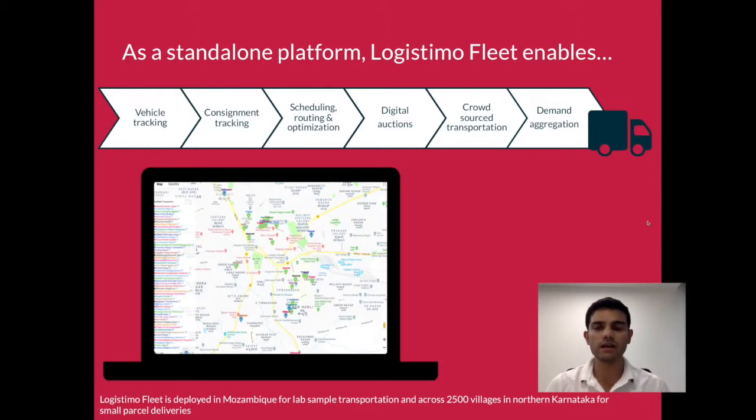We've also deployed it in northern Karnataka region in about 2,500 villages, where Logistimo Fleet is used for small parcel deliveries of items in rural areas. So the great part about Logistimo Fleet is it aggregates demand and it optimizes the route. In rural areas, what we see is people have to pay a bi-directional full truckload price, irrespective of how large or small the consignment is, or how far or nearby the pickup and the delivery points are. But with Logistimo Fleet, you essentially only pay for what you use. So it reduces costs tremendously and increases efficiency.